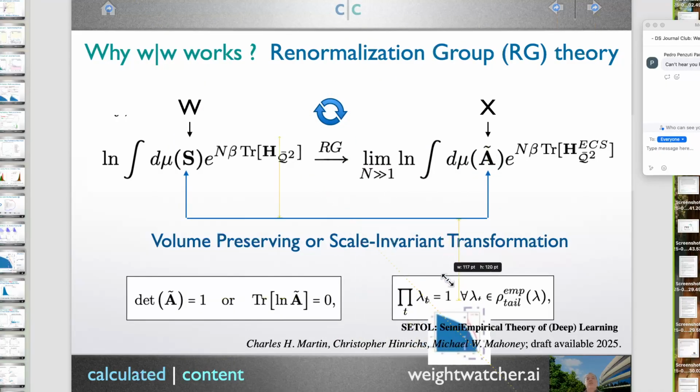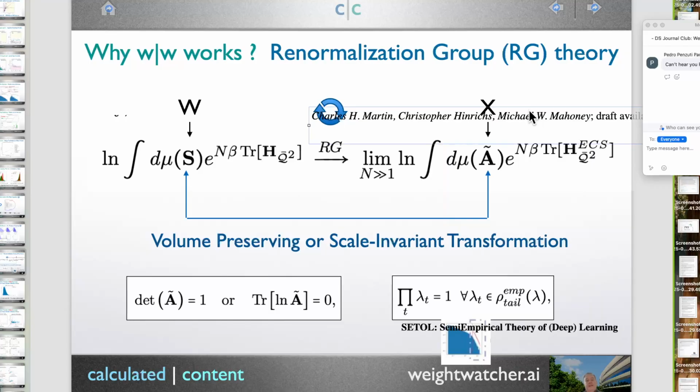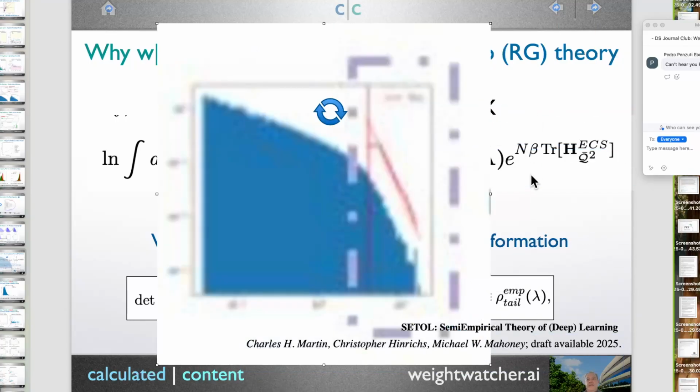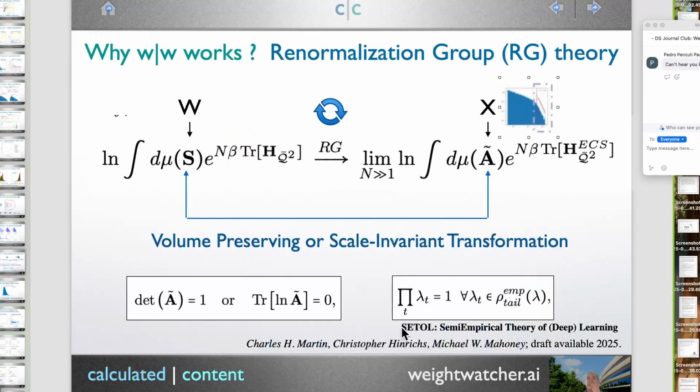This fixed point equation is derived in our CETO paper. In our new paper, I actually derive all of this from first principles. I demonstrate what this Hamiltonian is; this is a free energy. What does the renormalization group transform look like? Why does it describe the generalization accuracy of a layer? And in the end, you can derive this condition that the determinant of this matrix, or the trace log, ends up being 0. And this is something you can test.